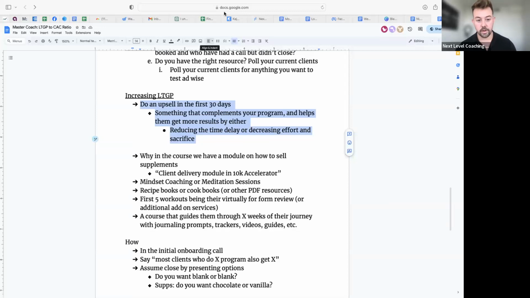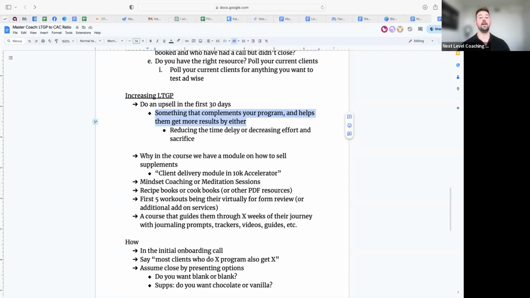In light of this upsell, we're going to talk about purchasing something in their first 30 days. So what exactly is that something? That something needs to be something that complements your program. No brainer. The second part of that is something that helps them get more results, by doing either one of these two things: reducing the time to result or decreasing effort and sacrifice.